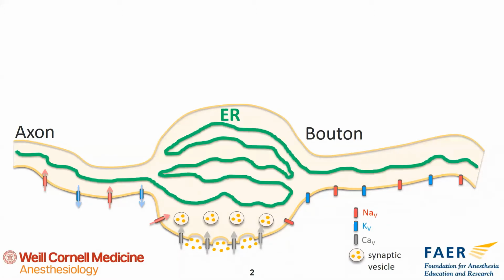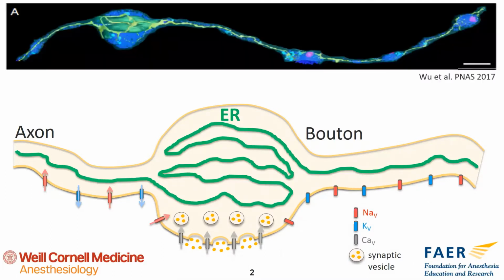One organelle often overlooked in this model is the endoplasmic reticulum. As highlighted by this 3D reconstruction of focused ion beam electron microscopy of an axon, the ER, in green, extends throughout the length of an axon and is closely associated with synaptic vesicles, shown in blue, at nerve terminals.